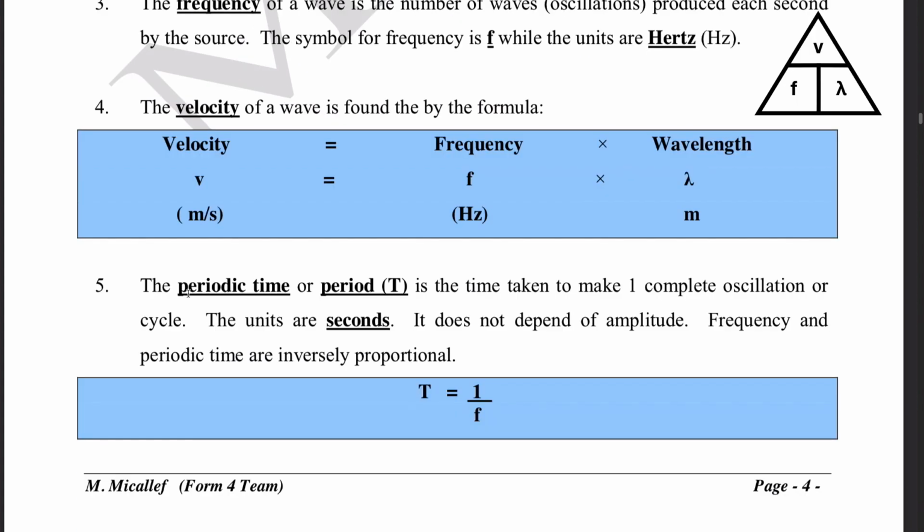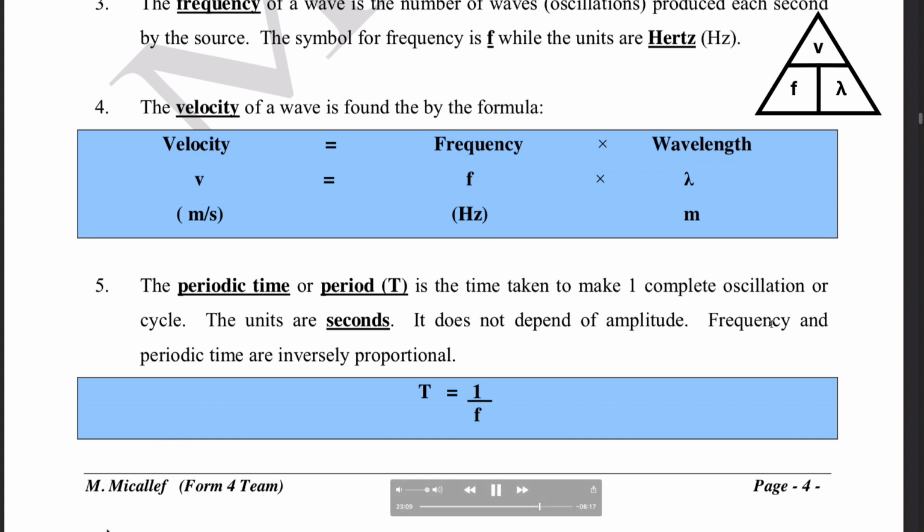Finally, the periodic time, sometimes also referred to as the period, for short written as a capital T. The periodic time or period is the time taken to make one complete oscillation or cycle, or in this case, the time it takes for one full wave to happen. The units are seconds. Obviously, if what we're talking about is time, then the units have to be seconds. Periodic time has nothing to do with the amplitude. It does not depend on the amplitude.